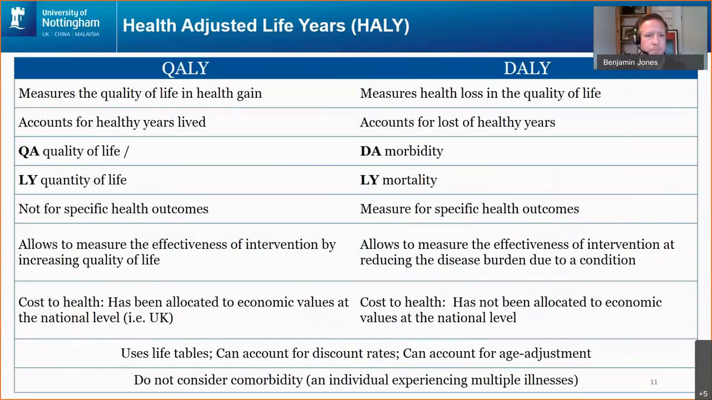And for example, the UK National Health Service uses the QALY, and I believe similar organisations in the Netherlands and Thailand, for example, also use the QALY, whereas the World Health Organization uses the DALY. Now, QALY stands for Quality Adjusted Life Year, and DALY stands for Disability Adjusted Life Year. So the QALY measures the quality of life in health gain after treatment, whereas a DALY measures the health lost in the quality of life after contracting some disease. So that can be mitigated by a treatment.